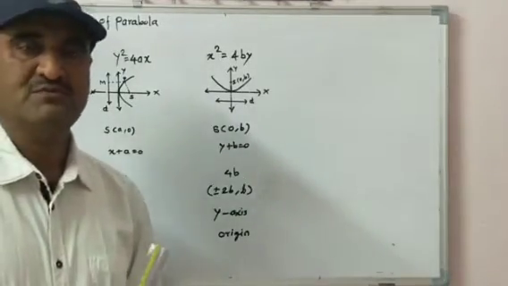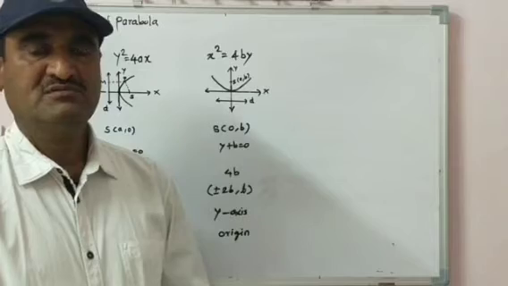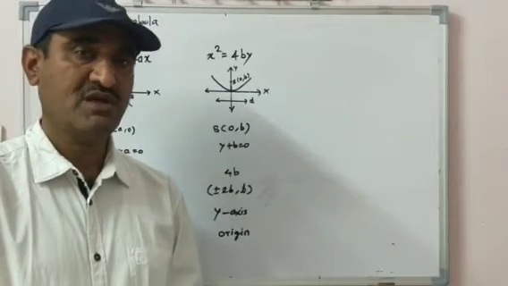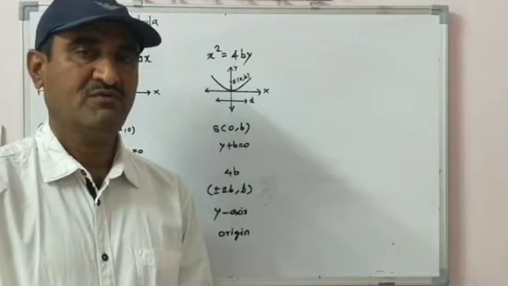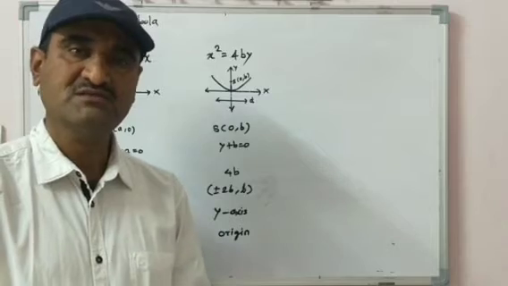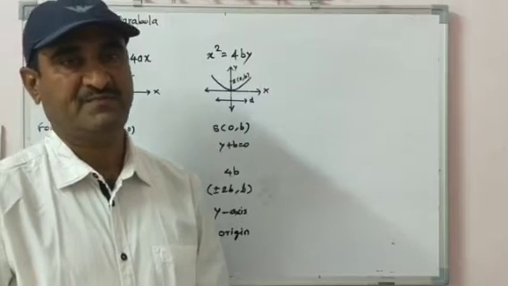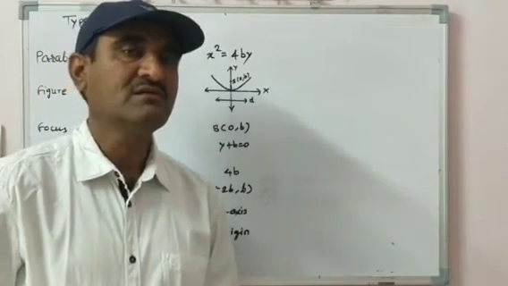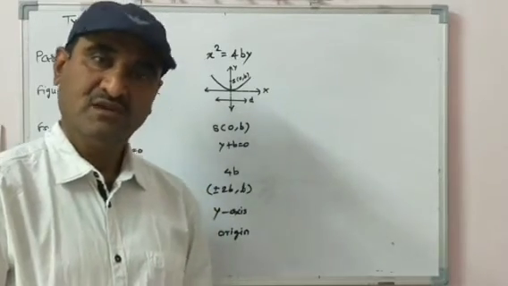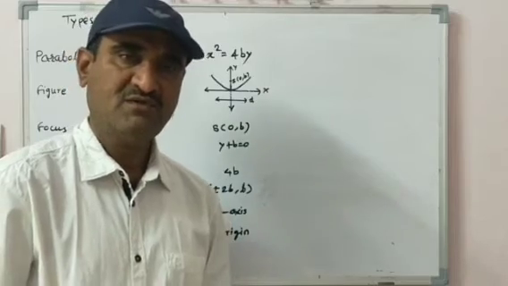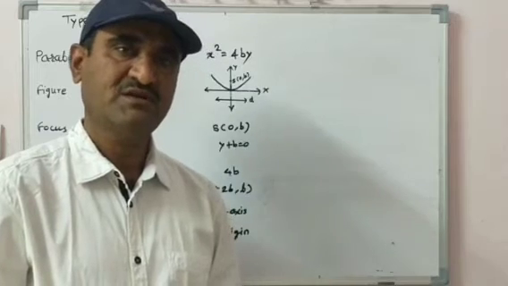There are two types of parabolas. These types depend upon symmetry about the x-axis and symmetry about the y-axis. We learn only two parabolas: a parabola with symmetry about the x-axis and a parabola with symmetry about the y-axis. We already learned the first parabola, y square is equal to 4ax, and its features. In the first parabola, the symmetry is about the x-axis, and in the second parabola, the symmetry is about the y-axis.